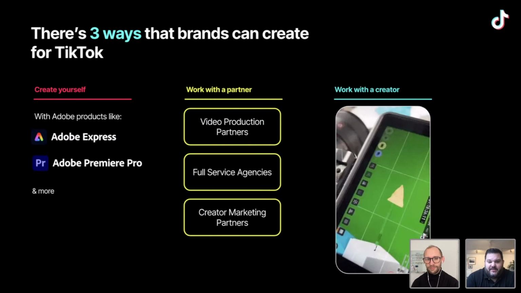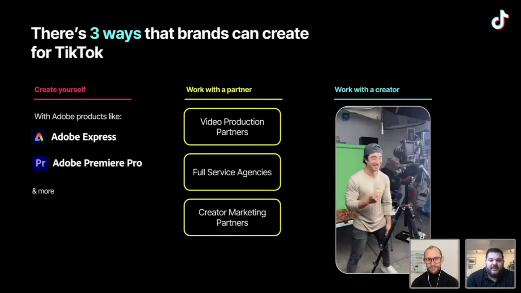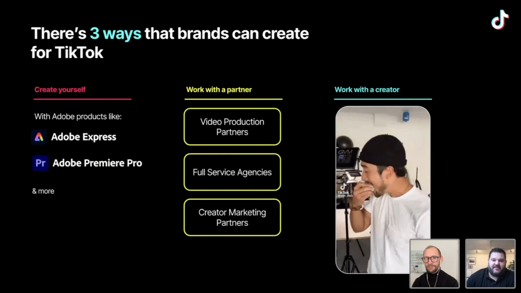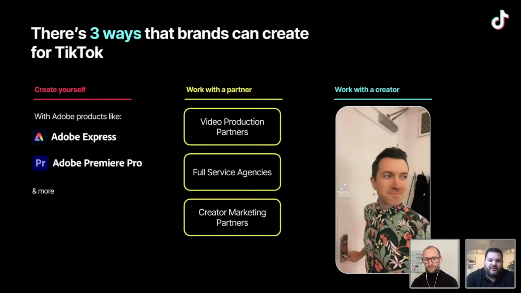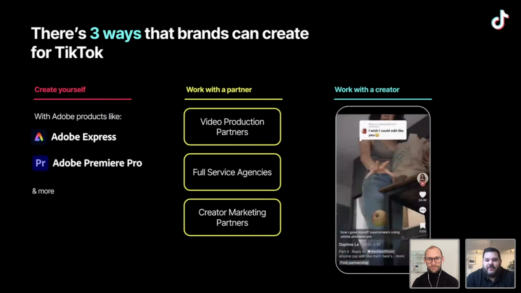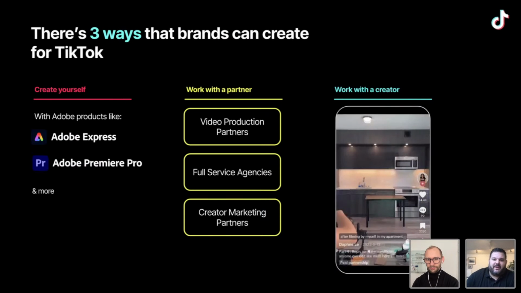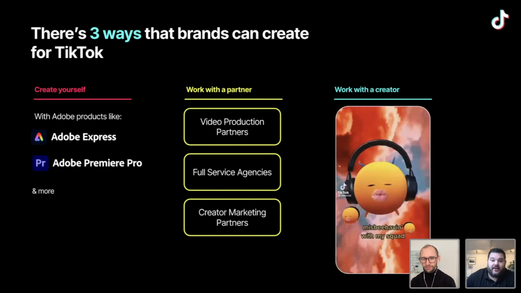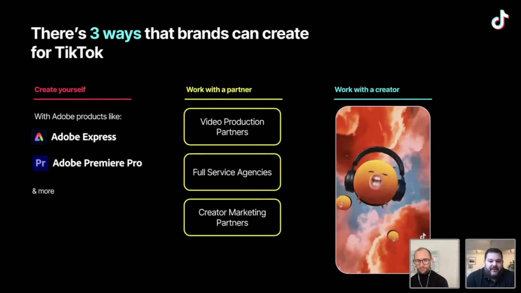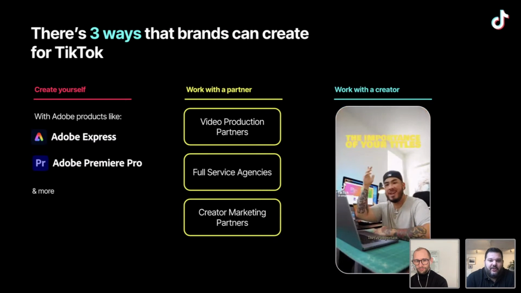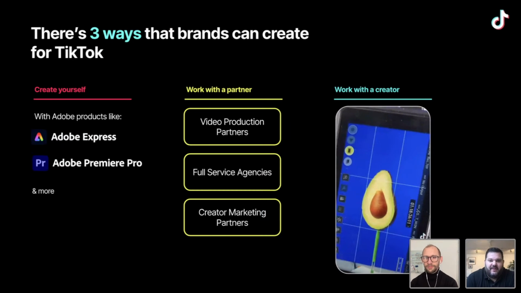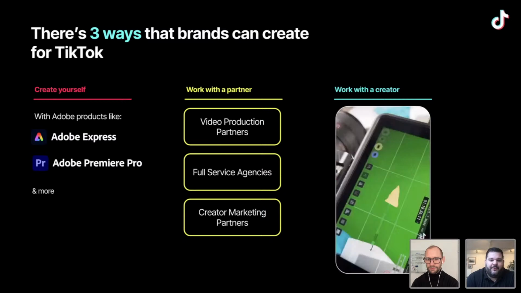The other way is working with an expert partner. So we have different types of partners that have really up-leveled their skill sets to be able to provide the highest levels of value to our clients. So you have video production partners, you have full service agencies, you have companies that are specialized in creator marketing or creative production or remixing. So if you're ever feeling like creating yourself is too daunting, or you have an expert partner that you're already working with, you can certainly leverage them to help you produce content for the platform.